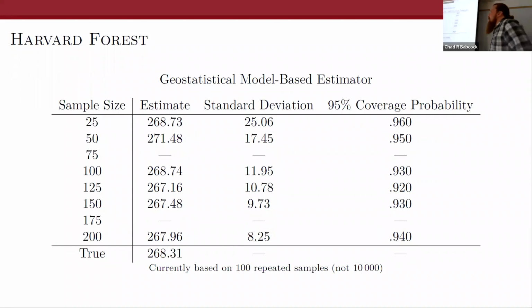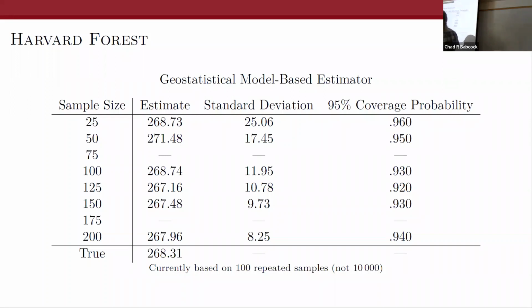And on to my Bayesian spatial model, the geostatistical model-based estimator. This one takes a heck of a lot longer to run. My caveat here is between yesterday and just before this presentation, I managed to get through 100 repeated samples, not 10,000, and I skipped over 75. So these numbers are much more rough than the other numbers. In a couple of days, I'll be able to tell you the real values.